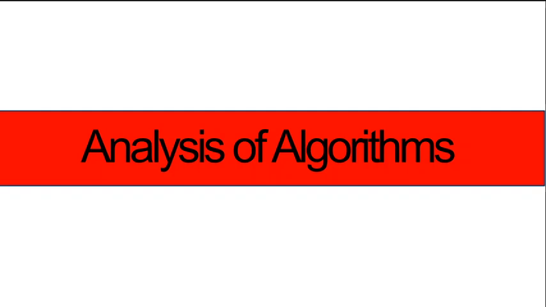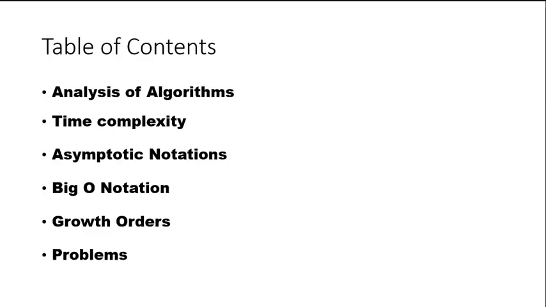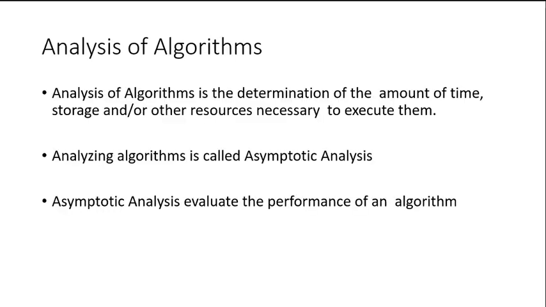Analysis of algorithms. We're going to begin with analysis with time complexity, asymptotic notations, big O notation, growth of orders, and some problems which we'll solve later. So the analysis is the determination of the amount of time, the storage, and other resources that are necessary to execute them.